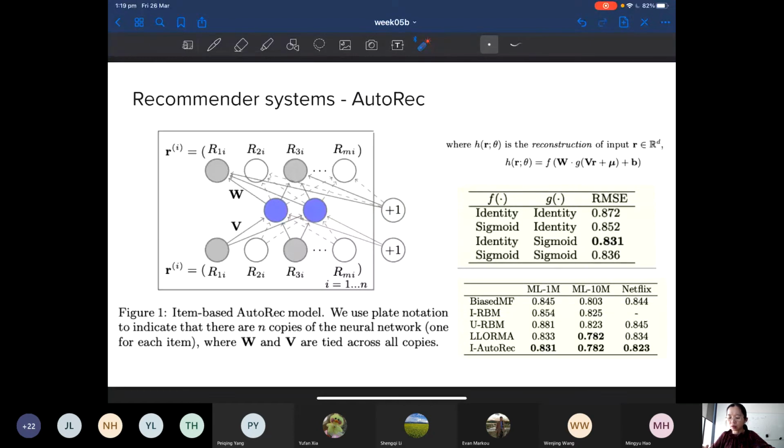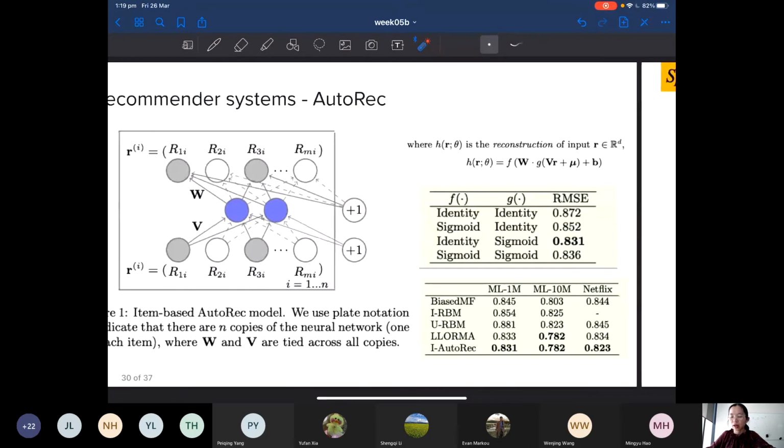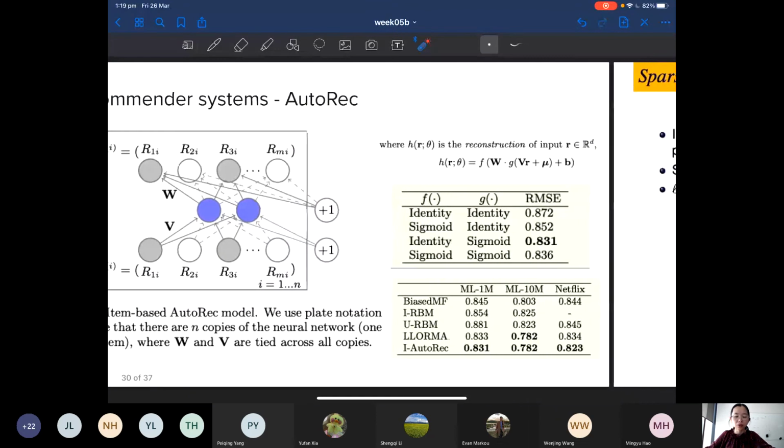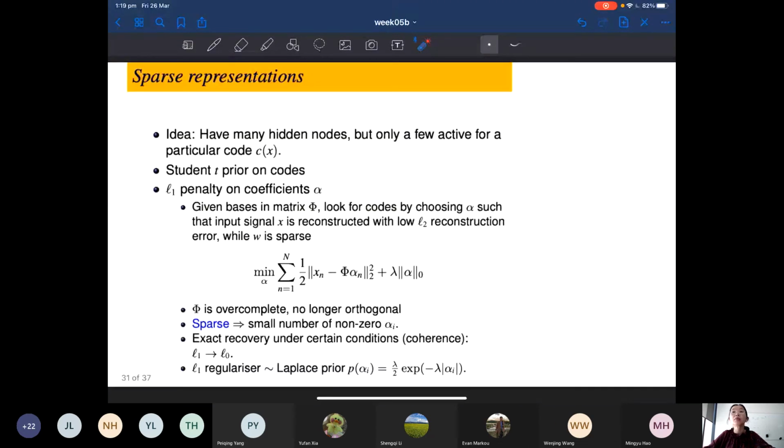So I believe in the homework you will be able to work on the smallest of the data sets, MovieLens 1 million entries, which shouldn't take a lot of time. It's just a few dozen users and a few dozen items.